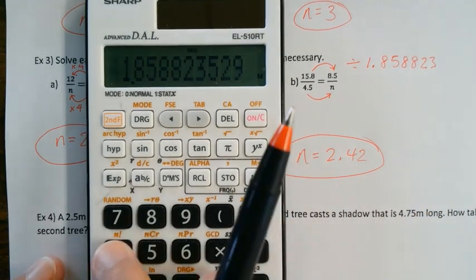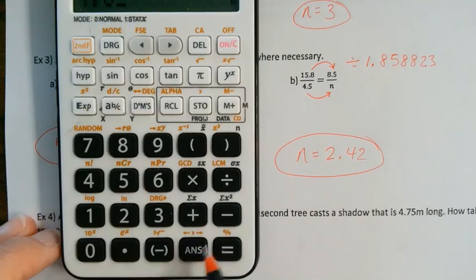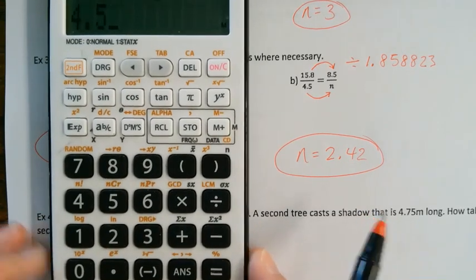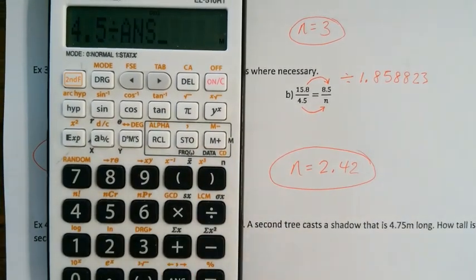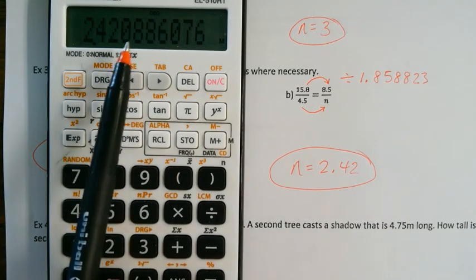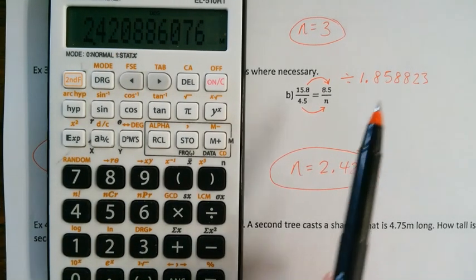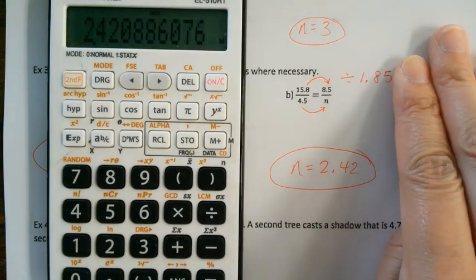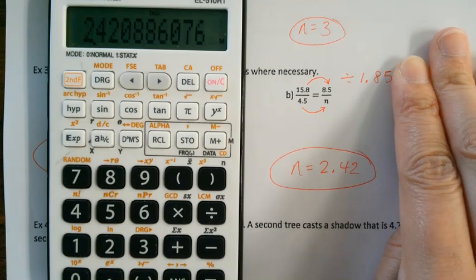And then here, 4.5. On your calculator, if you have this ANS button, it's really helpful. This stores your last answer for you. So I could do 4.5 divided by ANS, which is this whole decimal. And then when I press equal, I will get the final answer. That is when I would round to just 2 decimal places. Okay, so don't round too early. If you round it too early up here, you're going to be off in your final answer. So only round your final answer.